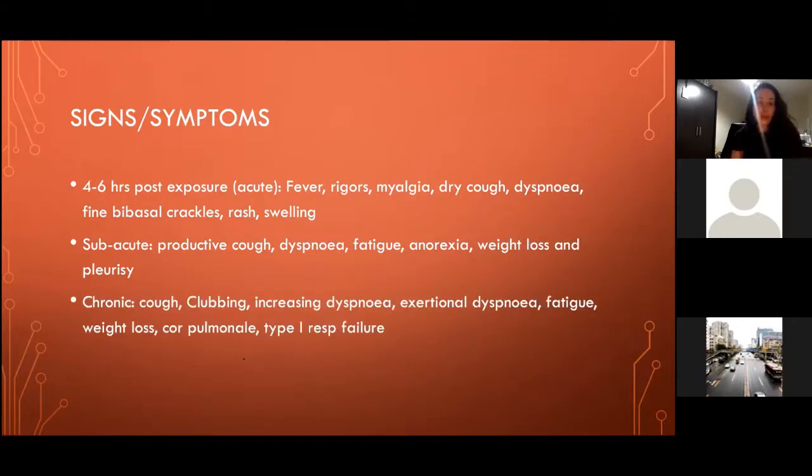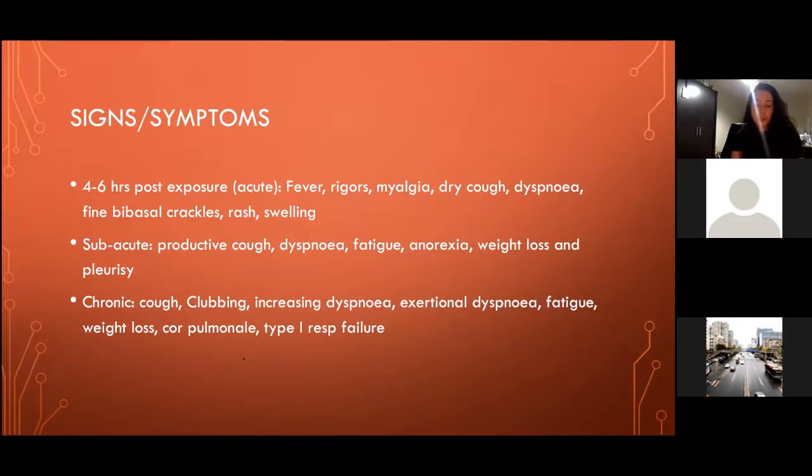And then finally, in the chronic phase, you get a cough as well. That's more an insidious onset. Clubbing, you can get increasing shortness of breath, as well as on exertion, fatigue, weight loss, cor pulmonale, which is where you get hypertrophy of the right ventricle, which is from lung disease that results in pulmonary hypertension. And then you can also get type 1 respiratory failure, and that would give a hypoxemia.